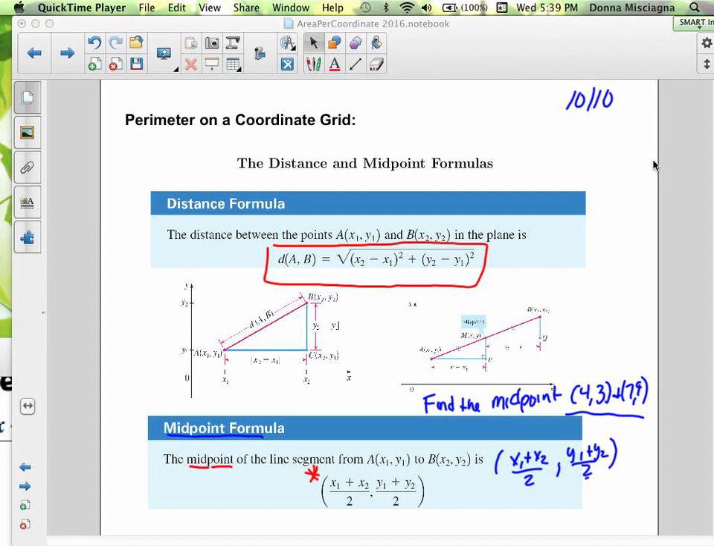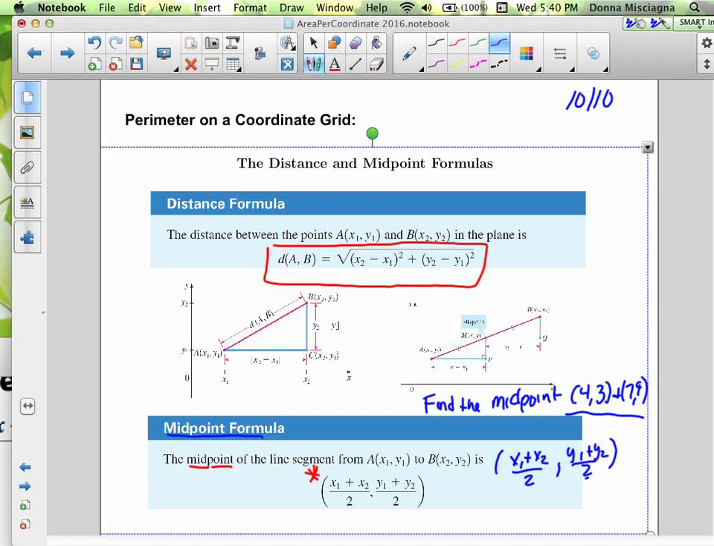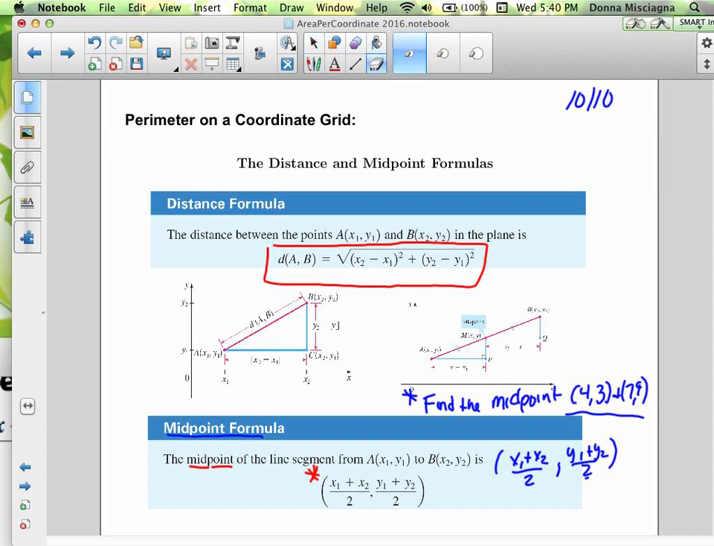I'd like you to put this in your notes. You can either put this on page 1, or you can put this on the back. There's lots of room there. You're going to write down this question: find the midpoint of (4, 3) and (7, 9). You're going to write down the formula, which is we're going to take the average of the x coordinates and the average of the y coordinates. So write down that formula with the red asterisk there.